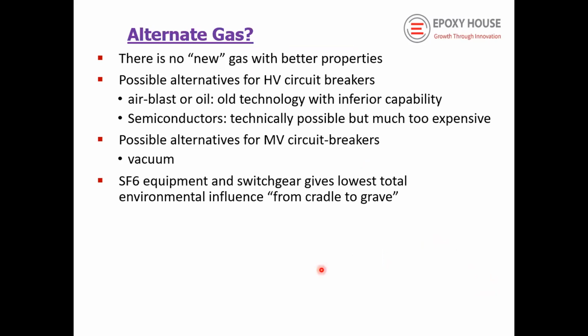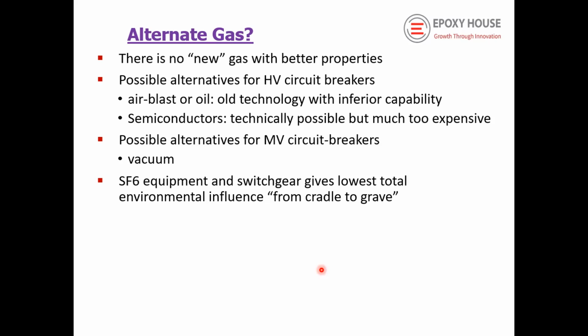So a few years before, there was no alternate gas. A few years before means about 10-15 years before, there was no real alternate gas. We had to go with SF6, because the reason why we came to SF6 gas was due to its perfect arc quenching capacity and its high dielectric strength. So people moved. Actually, the initial technology in the circuit breaker was air blast technology.